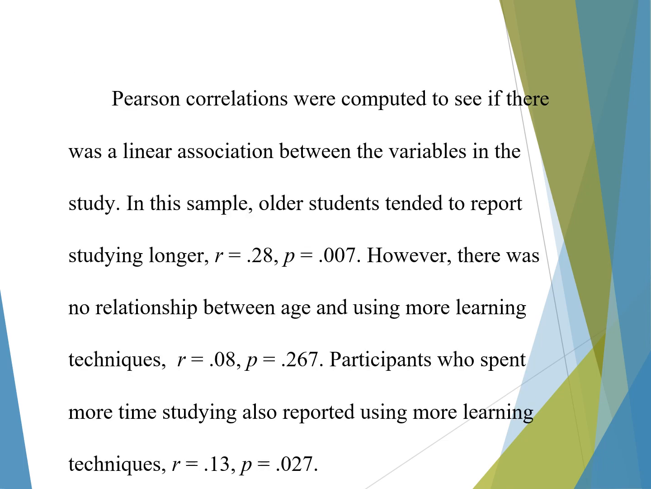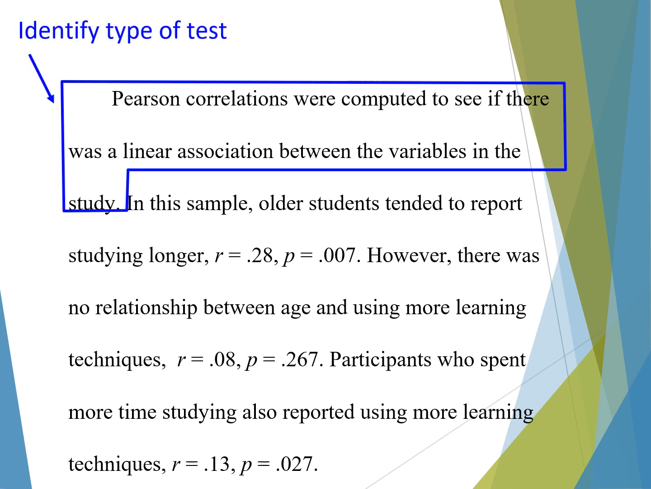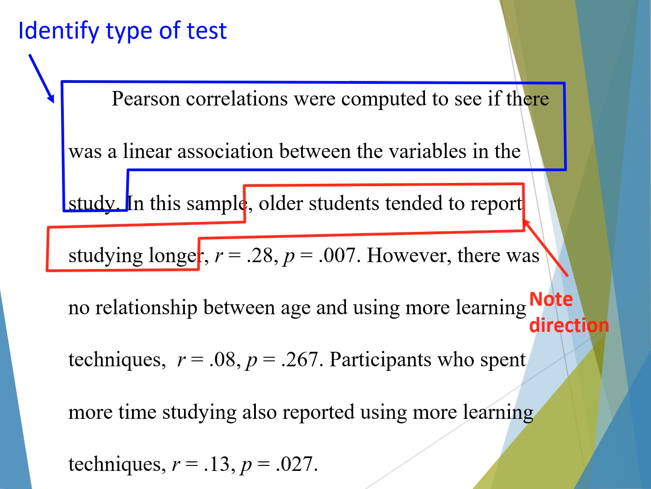So this is generally what a correlation results section would look like. We're going to start by identifying the type of test. Pearson correlations were computed to see if there was a linear association between the variables in the study. In this sample, older students tended to report studying longer. So you can see that we've noted the direction, right? Older students studied longer.